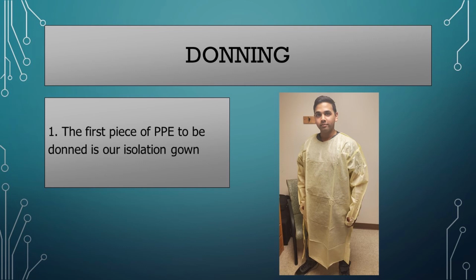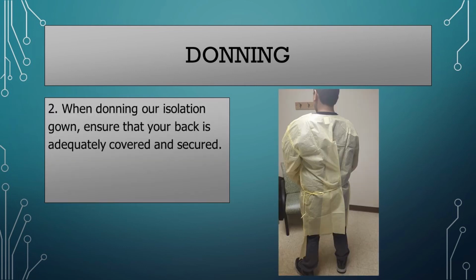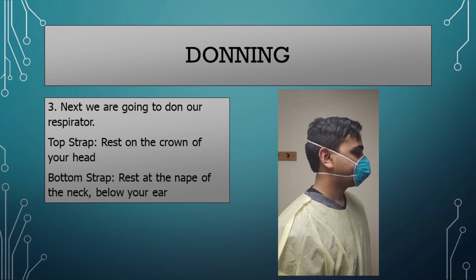Now that hand hygiene is completed, we can begin the donning process. The first item to be donned is the disposable isolation gown. When donning our isolation gown, ensure that the back is adequately covered and secured. Next, we can move on to donning our respirator.